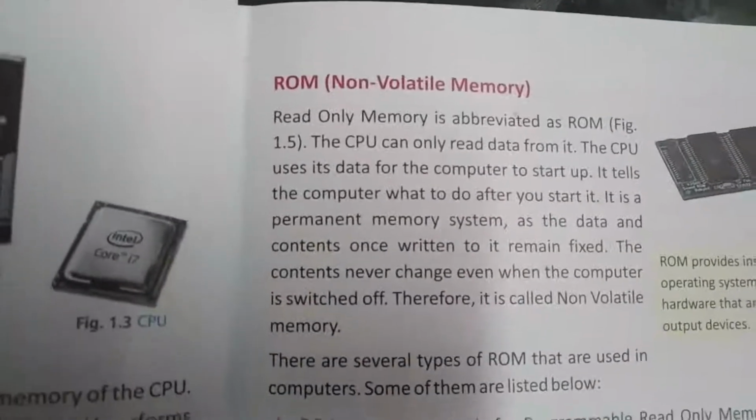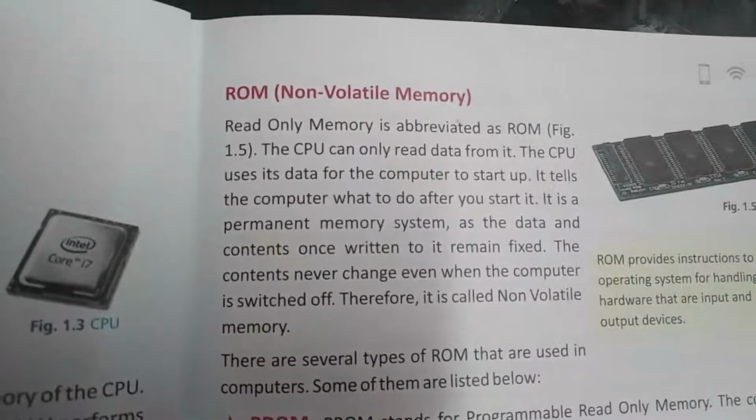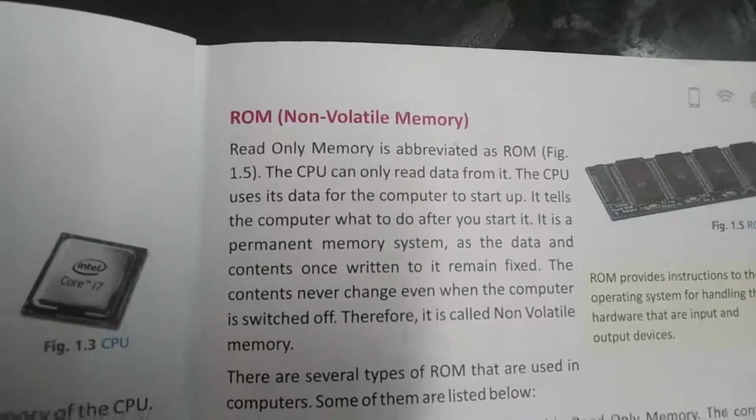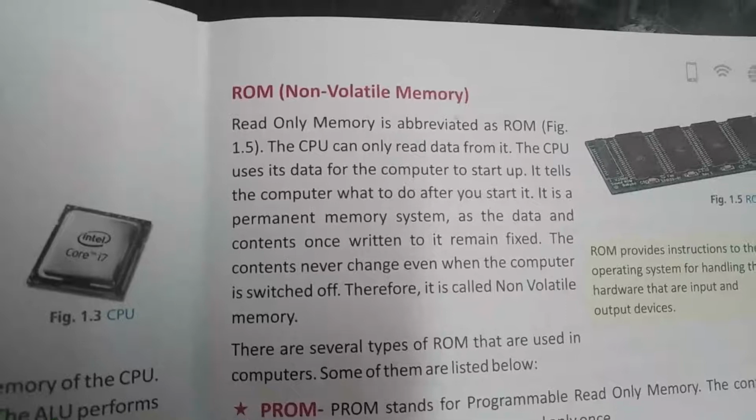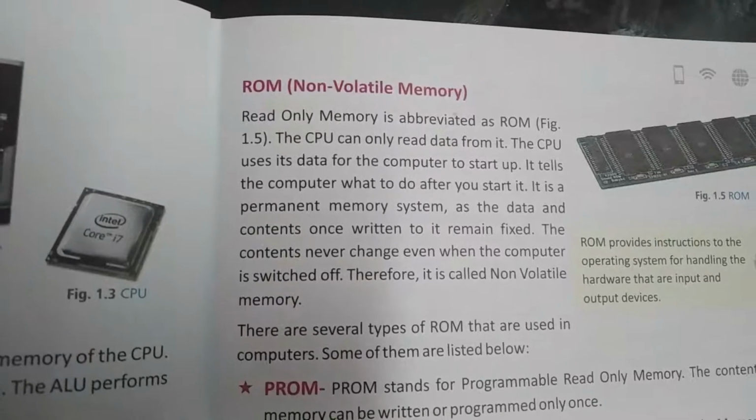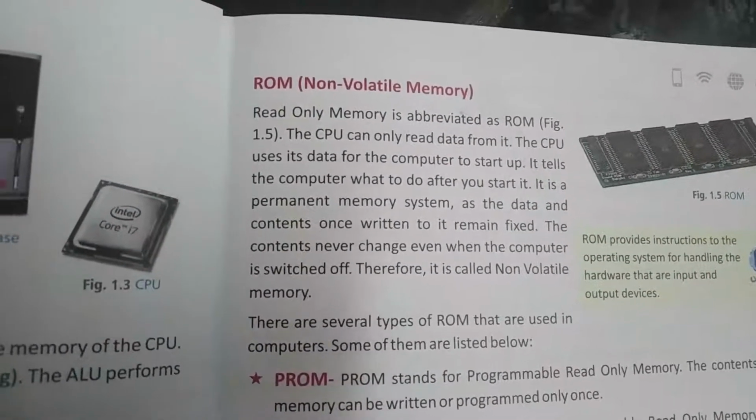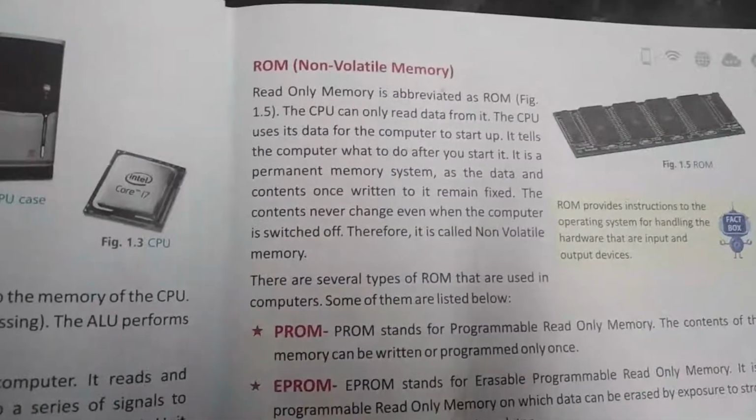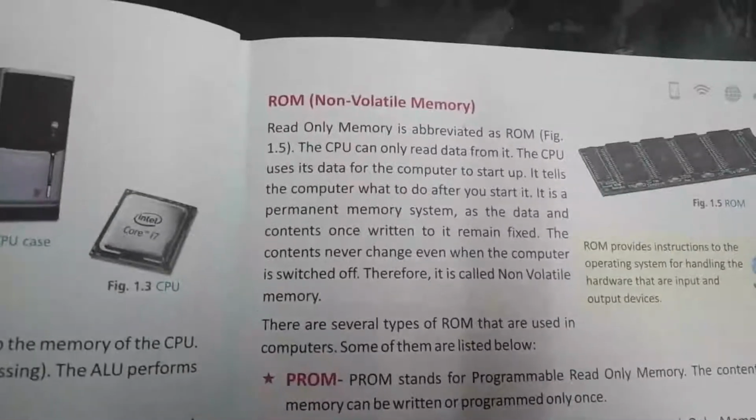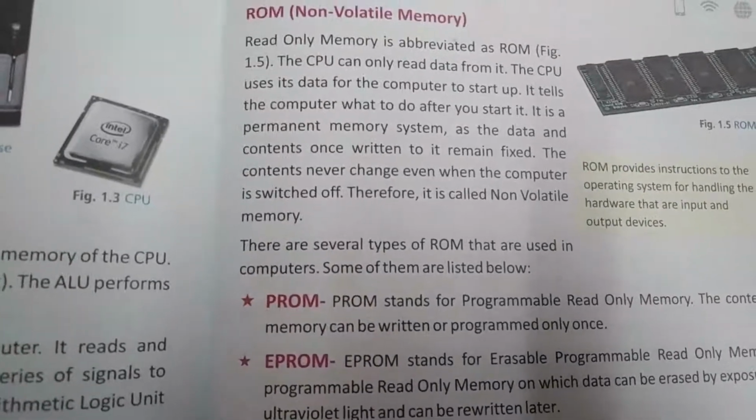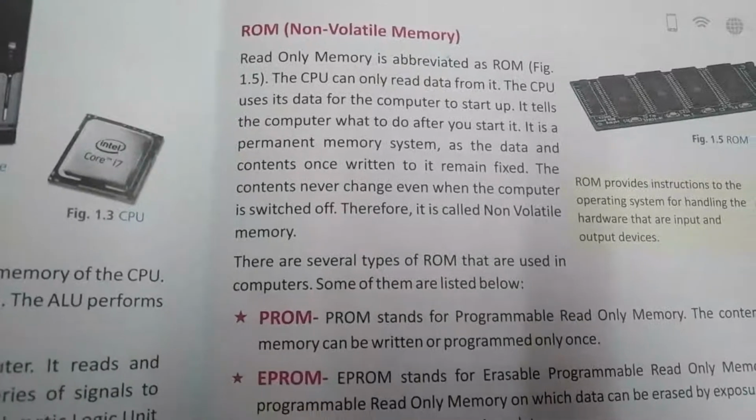Okay, moving on to the next one. ROM, Read Only Memory, is abbreviated as ROM. The CPU can only read data from it. The CPU uses its data for the computer's startup. It tells the computer what to do after you start. It is a permanent memory system, as the data and contents, once written to it, remain fixed. The contents never change even when the computer is switched off. Therefore, it is called non-volatile memory.